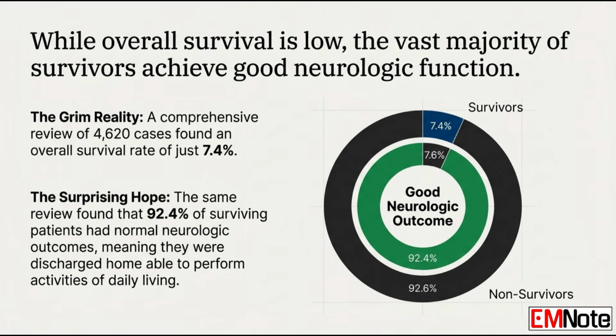But here's the part I find fascinating. For the tiny fraction who do survive, what's their quality of life like? This is the critical finding. Their neurological outcome is surprisingly good. We're not just talking about survival. We're talking about meaningful survival. The review found that 92.4% of the survivors had normal neurologic outcomes. Wow. Yeah. They were discharged home, able to perform activities of daily living. They got their lives back.